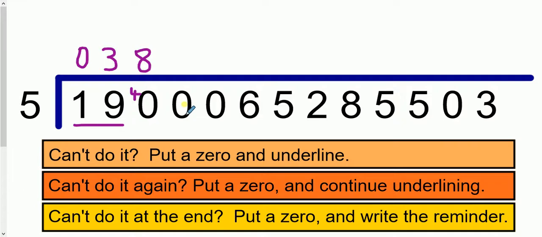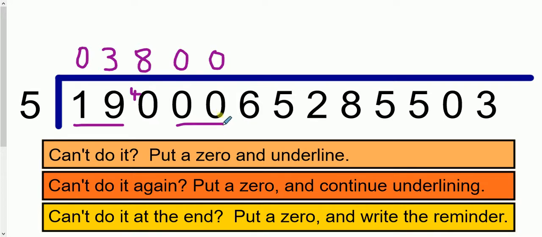So what do we do? We must put a 0 if you cannot do it. And then, following our rule, underline. So let's underline, let's join it together with the next digit. How many 5s are there in, it's 0 again? Well, what should we do? We have to put 0 above it. And this is our second rule. If you can't do it again, put a 0, which we've just done, and continue underlining.